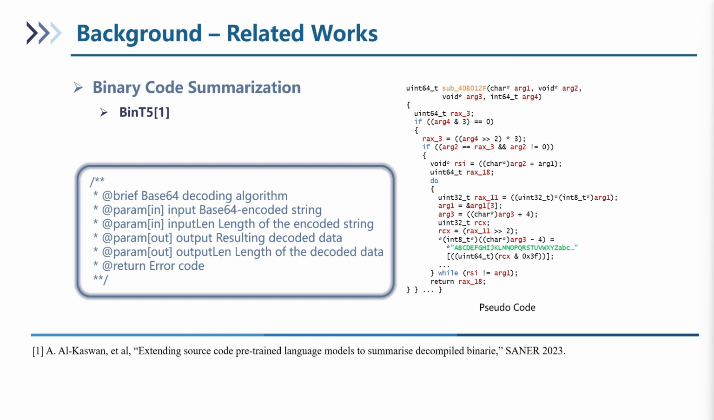Here is another way for information inference. It is binary code summarization. Similar to comments in source code, it allows the user to understand the functionality and other details better. For now, only BinT5 has focused on this task, which was published earlier this year.